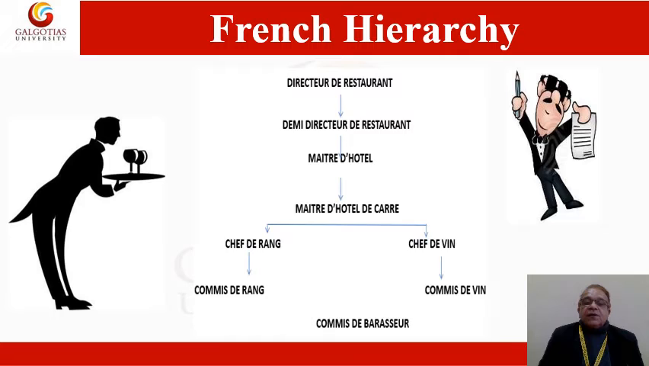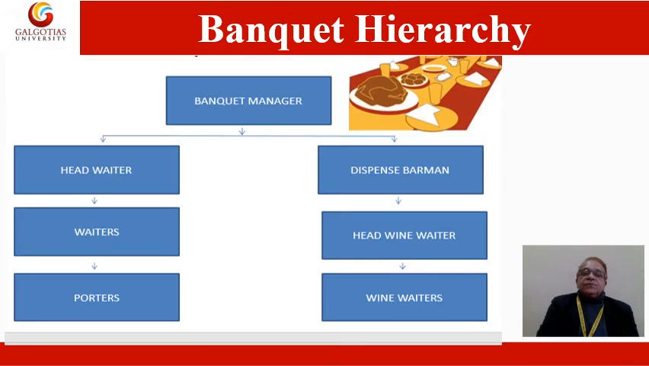Then second is demi directeur du restaurant. The third is maître d'hôtel. The next is maître d'hôtel de carré. And under this we have the chef de rang and commis de rang. On the right we have chef de vin, that is the chef de rang for the wine, and commis de vin are the wine waiters. Under this we have the commis de boissons. These are again the people who are responsible for the service of alcoholic beverages. So we must understand and equate the French and the English hierarchy. Very, very important to understand both.